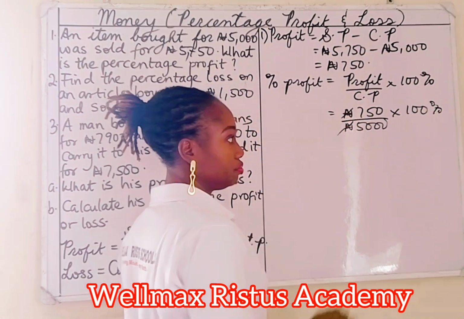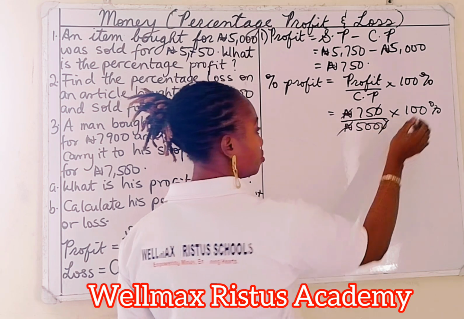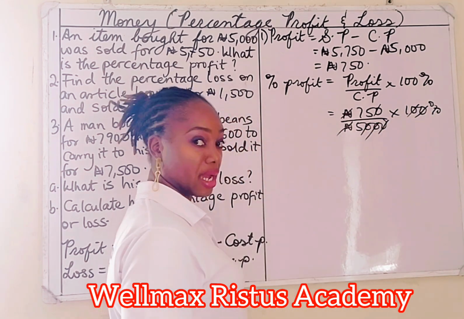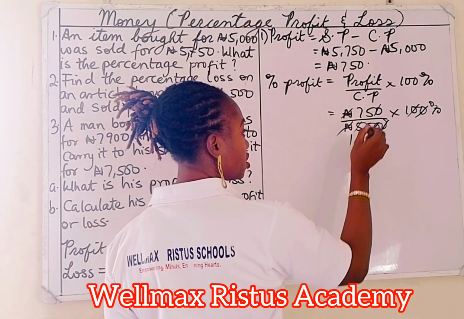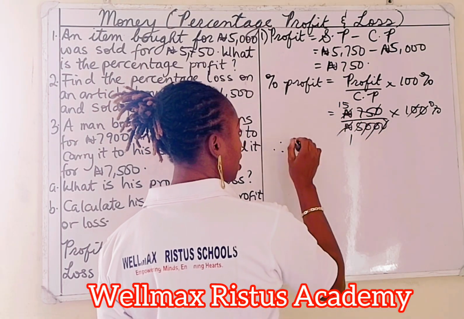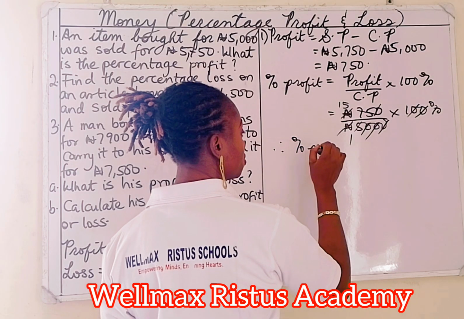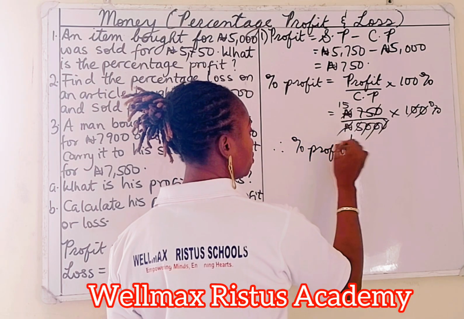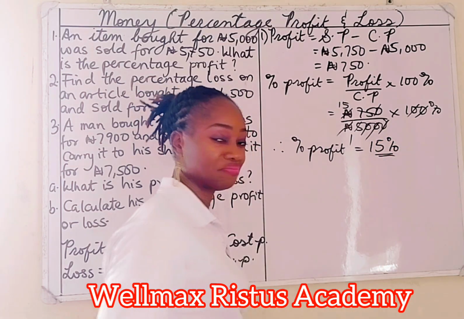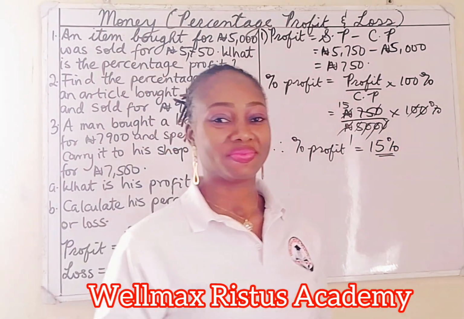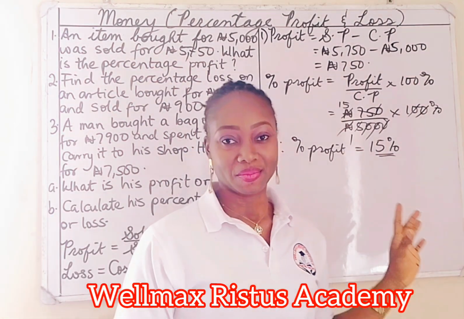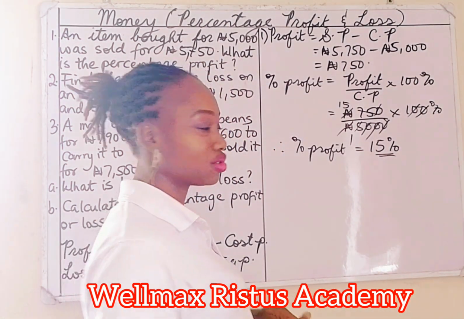Naira cross out naira. 0 cross out 0. This 0 cross out this 0. And this 0 also cross out this 0. Right? Now 5 can go into 5 to give us 1. And into 75 to give us what? 15. Therefore, our percentage profit equals what? 15%. And there you have it. Okay? It's as easy as ABC. Alright, let's move on to question 2.